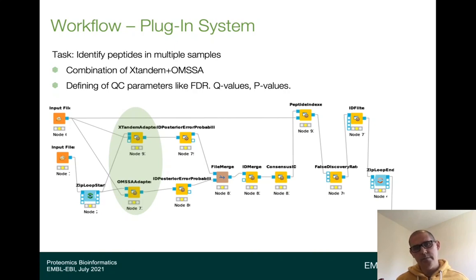Then if you can easily add a new search engine, in this case X!Tandem, of course there are some extra nodes that need to be added in order to combine two search engines. The new nodes that you need to add are, for example, FileMerge. You need to first compute the posterior error probability, because the search engines come with their own scores. This needs to be translated into a common score. Then you need to merge the files coming from the two search engines and produce a consensus ID. After the consensus ID, all the steps are the same.